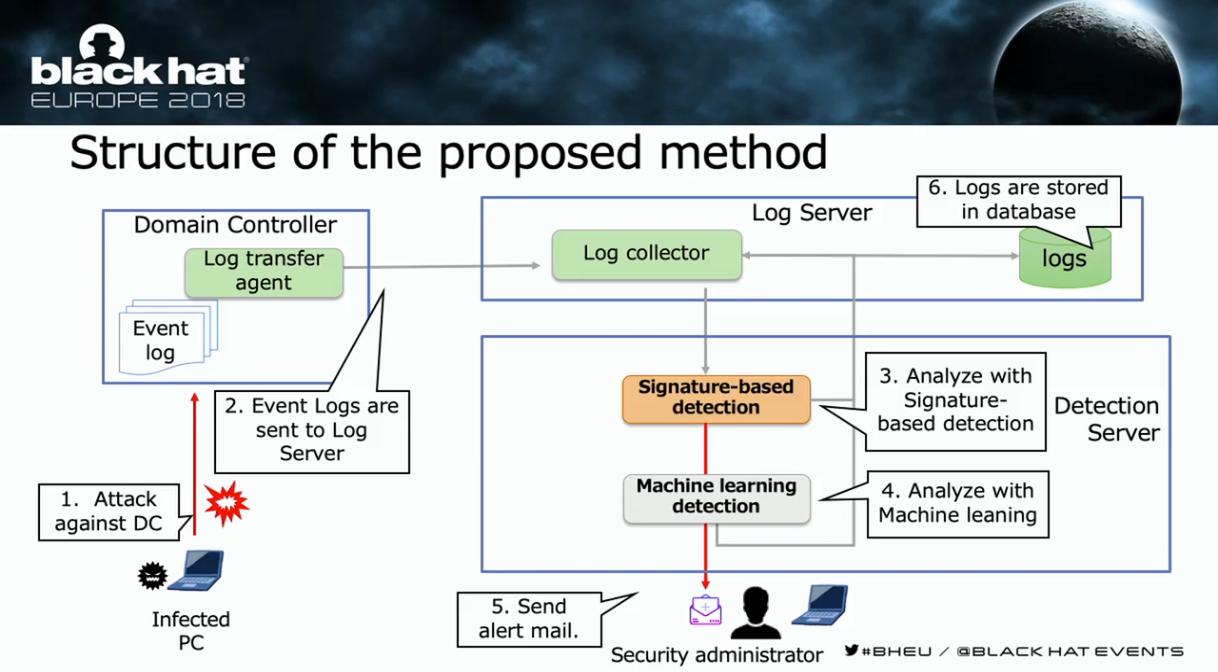So this is the structure of our proposed method. When someone accesses the domain controller, the activities are recorded in the event log on the domain controller. The logs are sent to a log server in real time. At first, a log is analyzed by the signature-based detection, and then next, analyzed by machine learning. If any attack activities are detected, our system sends alerts to the system administrator.